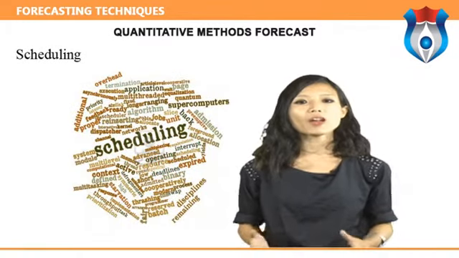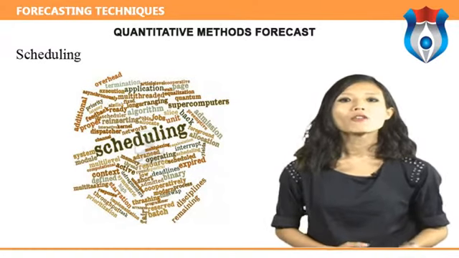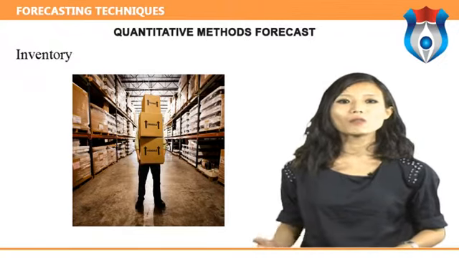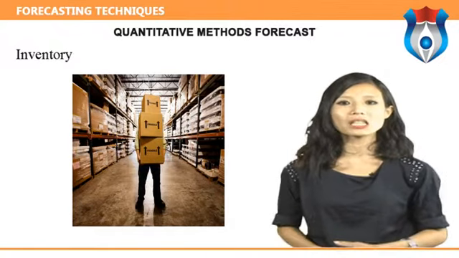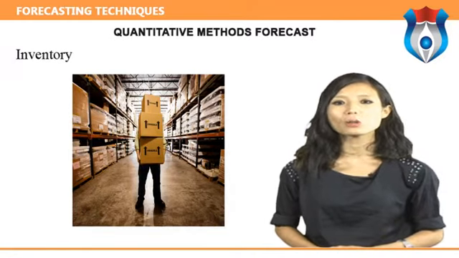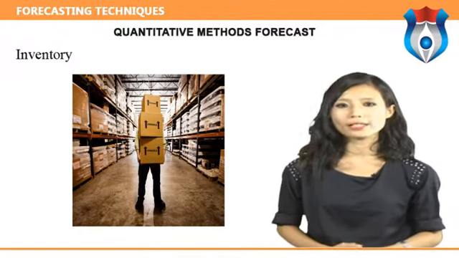Scheduling. It is part of an action plan and it is the process of establishing a time sequence for the work to be done. Inventory. A technique that is in vogue is economic order quantity, EOQ. Its object is to ensure maintenance of an adequate inventory on hand at the lowest total cost to the organization.